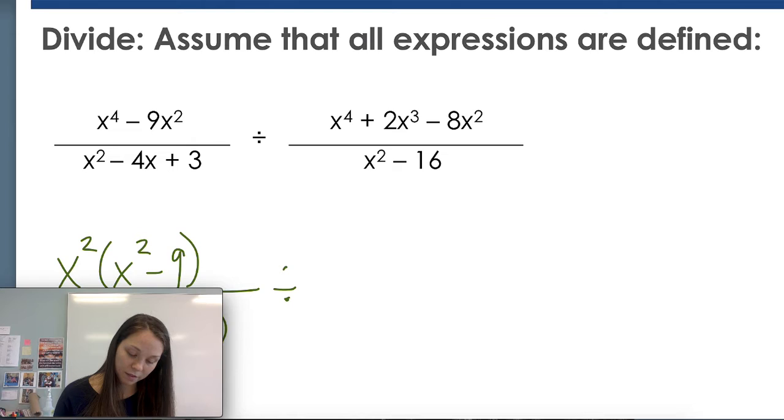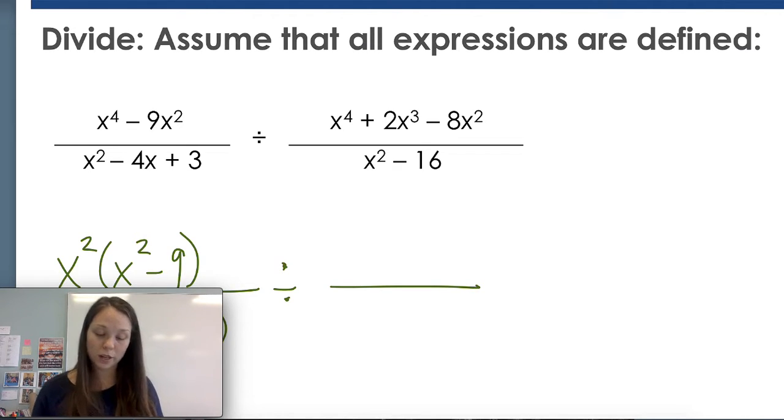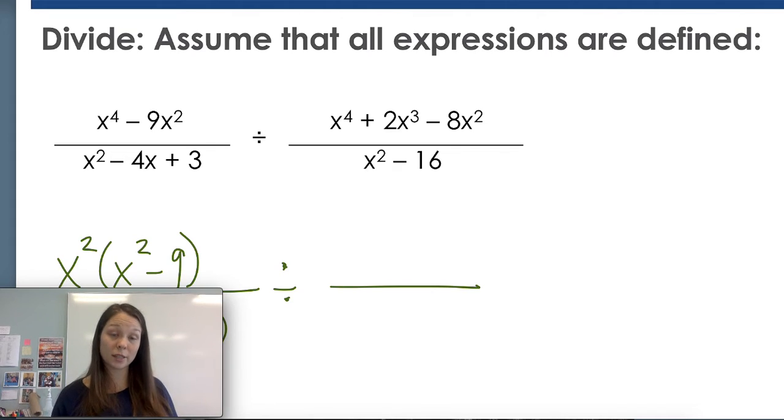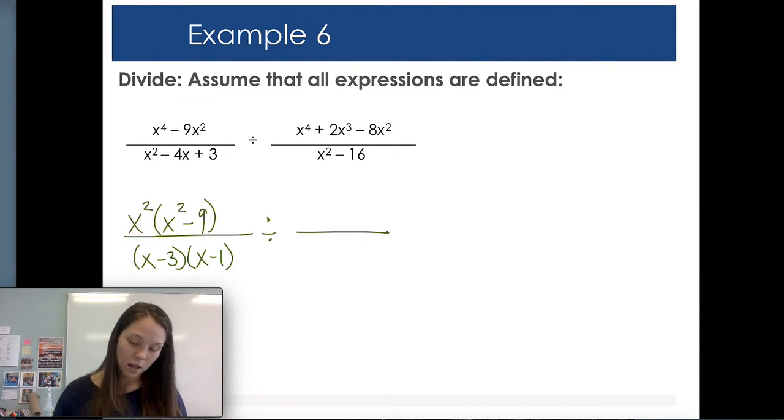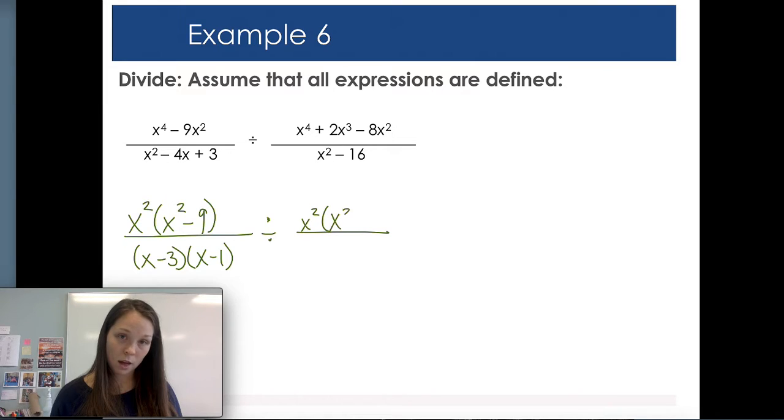And that is being divided by, if we look at the numerator, x to the fourth plus 2x cubed minus 8x squared. The greatest common factor here, oh, and you can't see that part, sorry about that, is x squared, which will then leave me with x squared plus 2x minus 8.